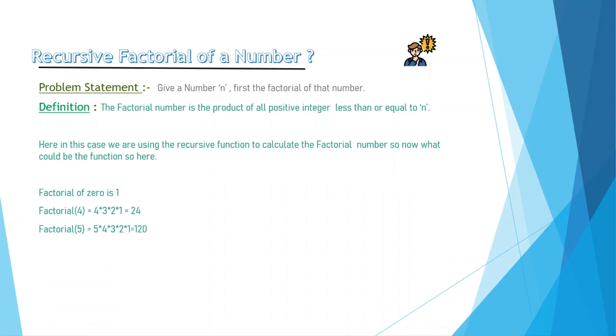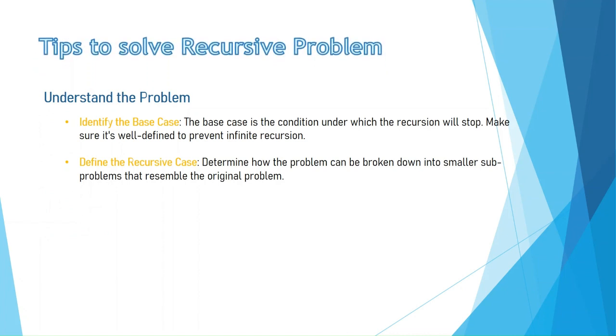Now, what are the tips? Let me introduce the tips on how to solve a recursive problem. First of all, we understand the problem. The first tip is to identify the base case. The base case is the condition under which the recursion will stop, making sure it is well defined to prevent infinite recursion. Then define the recursive case. Determine how the problem can be broken down into a smaller subproblem that resembles the original problem.